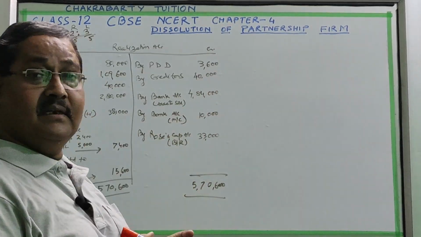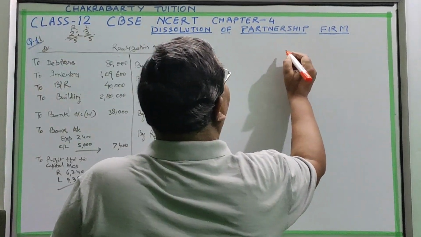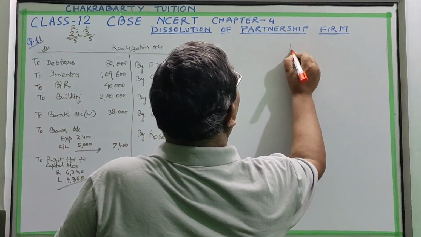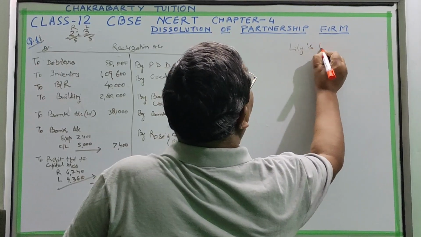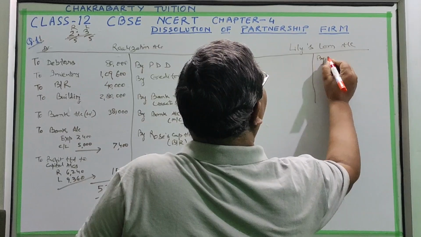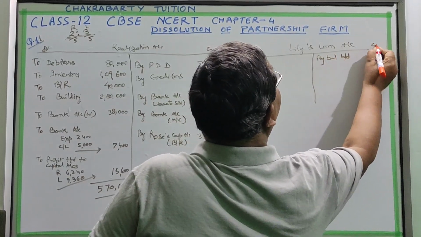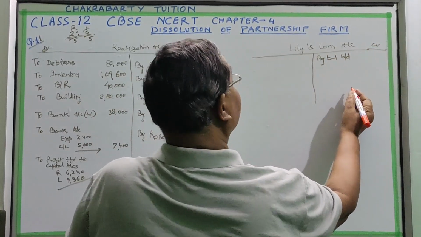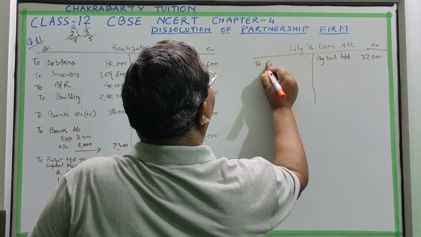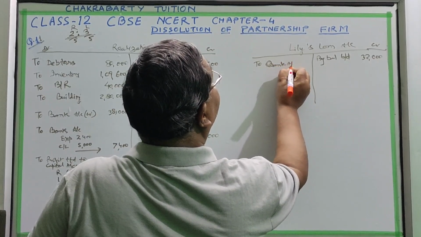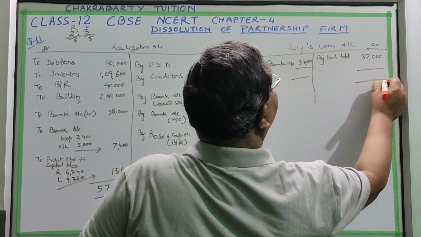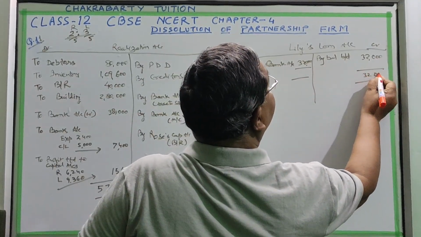I am going to write next Lily's loan account. We will pay outside liabilities because this is paid now, only the partner's loan account remains. So Lily is a partner. So Lily's loan account, we will close this also. We will transfer the balance by balance brought down. This is your credit side and Lily's loan is 32,000, and we will pay to cash, to bank account, 32,000 separately. Okay, this is paid. So 32,000.